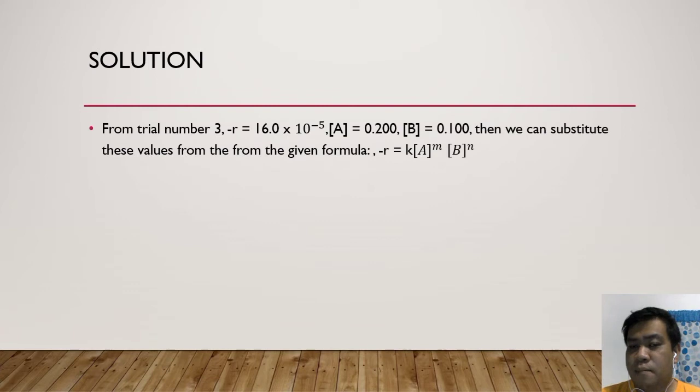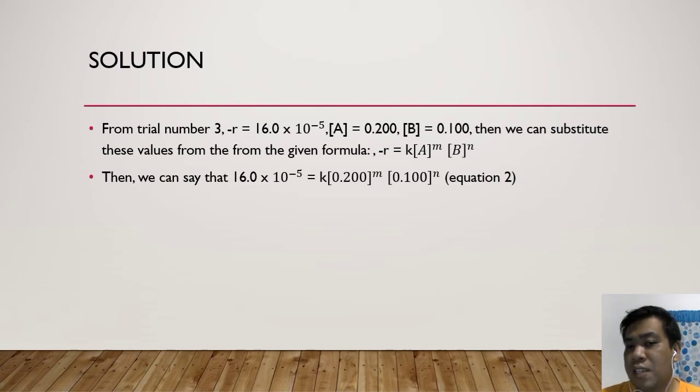So the next step, for trial number 3, we'll have negative r equal to 16.0 times 10 to the negative 5, concentration of A equal to 0.200, and concentration of B equal to 0.100. Then we can substitute these values into the given formula. So 16.0 times 10 to the negative 5 is equal to k times the quantity of 0.200 raised to m times the quantity of 0.100 raised to n, and we can set it as equation 2.